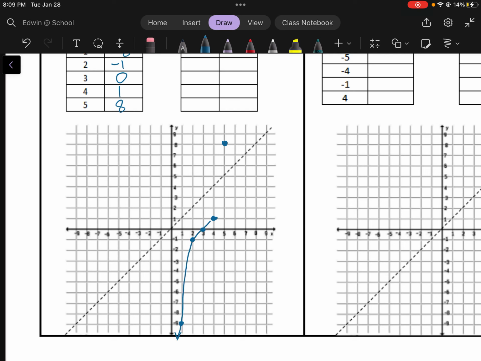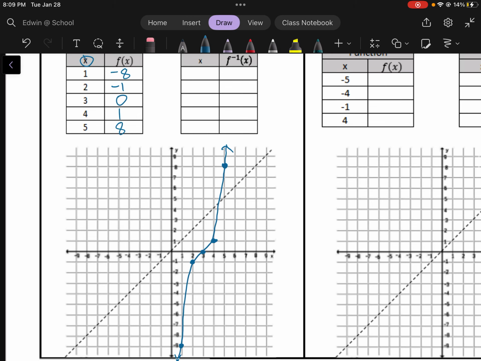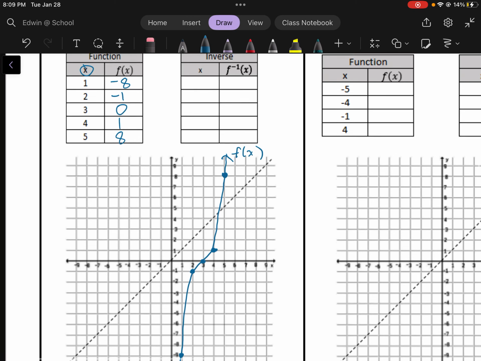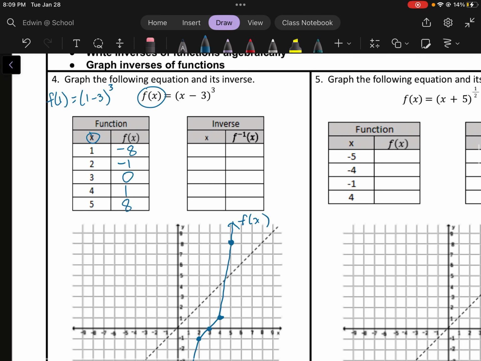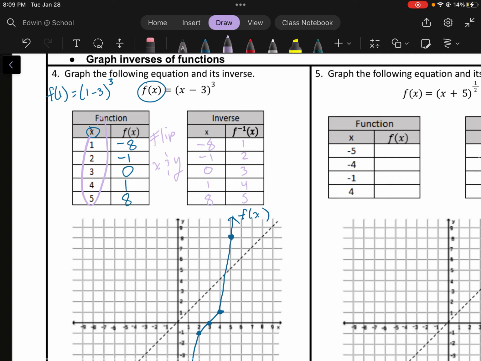Get a nice smooth curve like this. This is just f of x. Okay, and the way that we find the inverse now is very simple. All we gotta do is flip the x's and the y's. So before, we had 1, 2, 3, 4, 5 as our x's, and now that's going to be our y's. And vice versa, we had negative 8, negative 1, 0, 1, 8 as our f of x's, and now they are gonna be our x's.